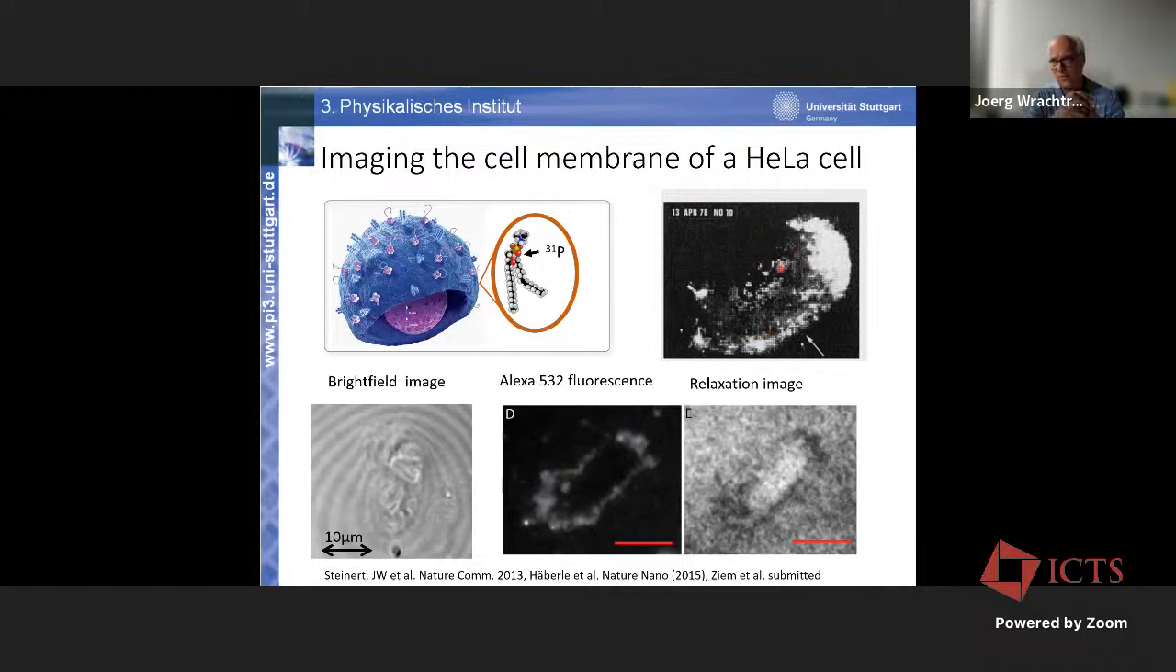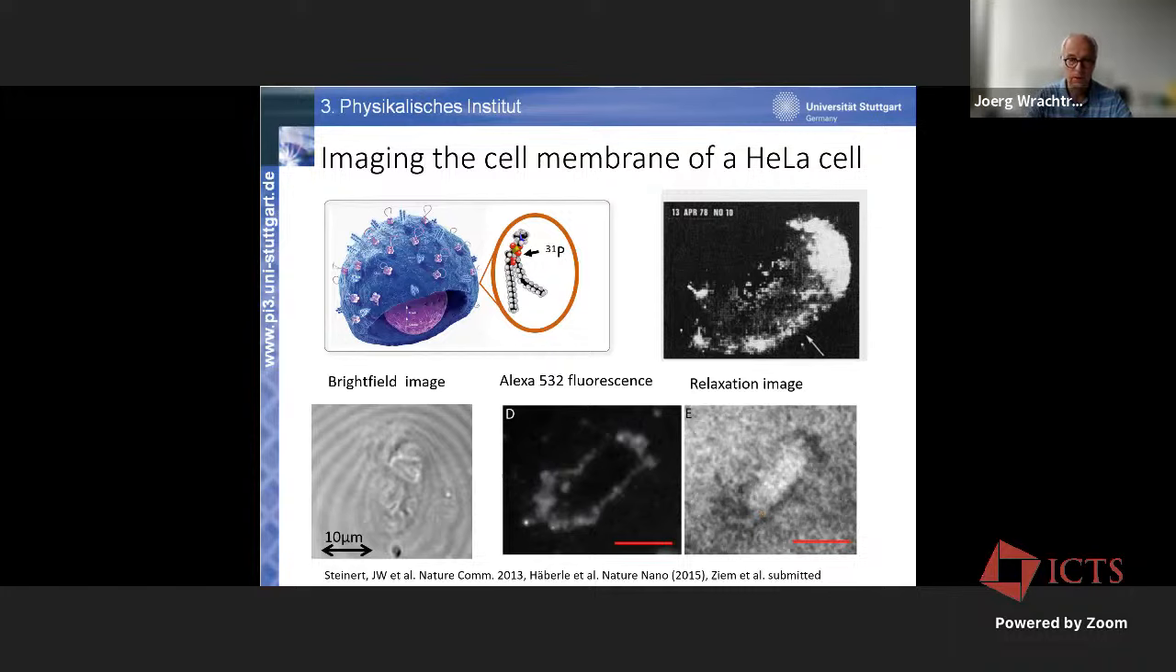MRI these days is the number one medical analytics technique to measure soft tissue in hospitals. So if our technique undergoes the same type of development, it really promises to have a huge impact, if not a revolution, in cellular microscopy.